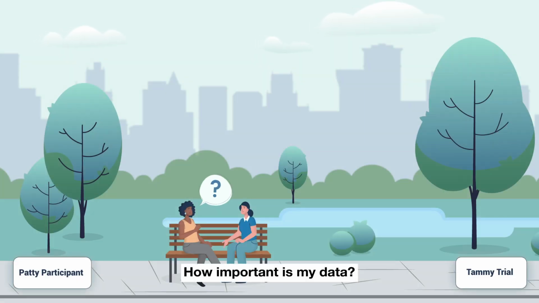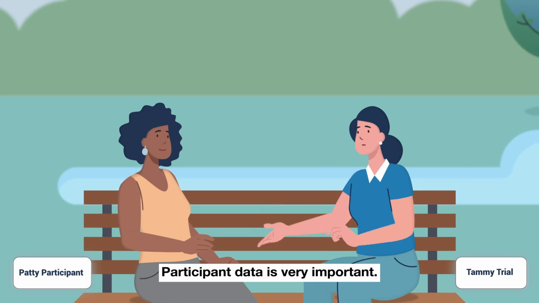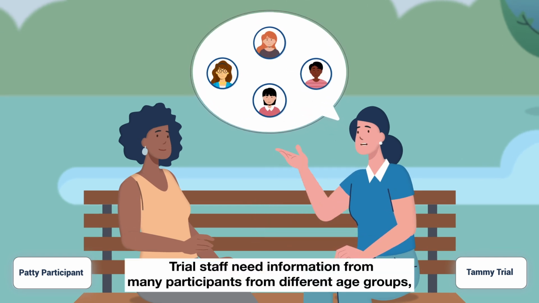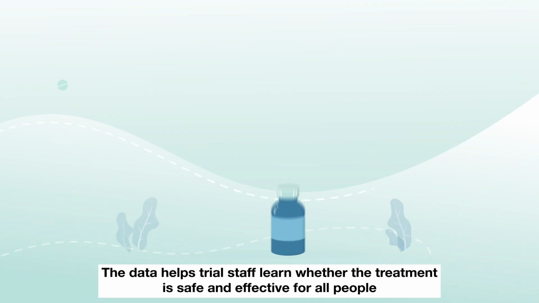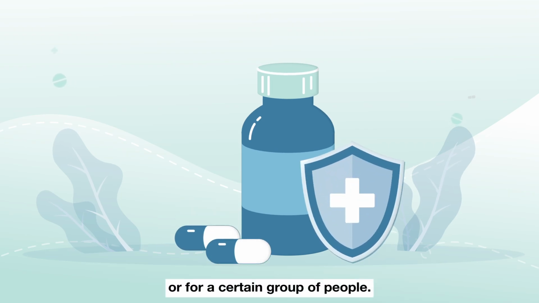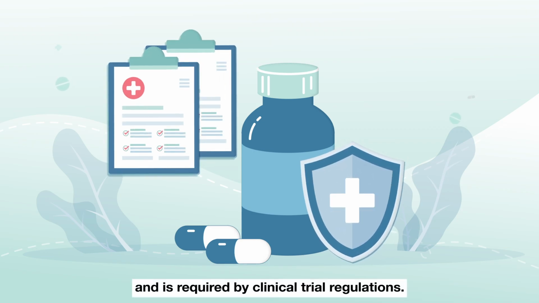How important is my data? Participant data is very important. Trial staff need information from many participants from different age groups, races, and medical backgrounds. The data helps trial staff learn whether the treatment is safe and effective for all people or for a certain group of people. Participant safety is the most important factor in a trial and is required by clinical trial regulations.